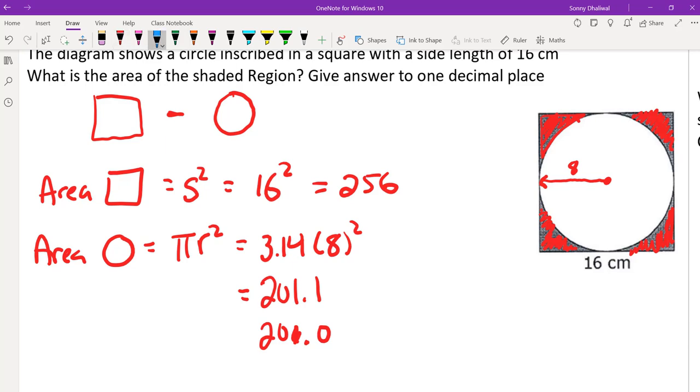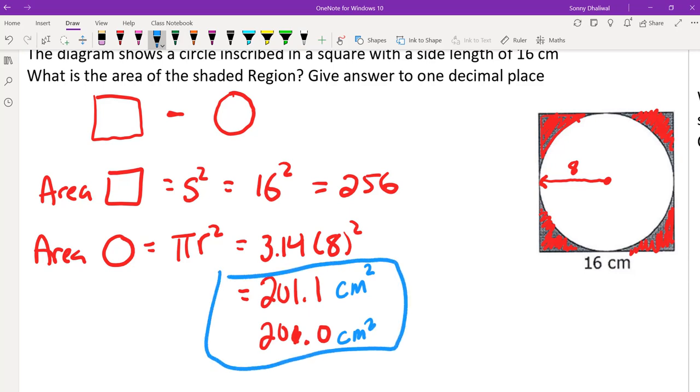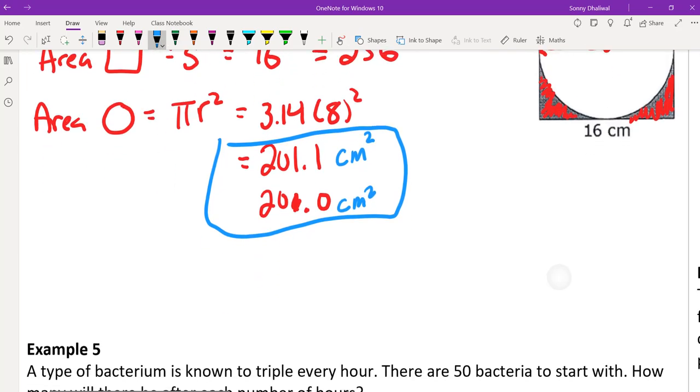And our units, since we're talking about area, is our unit with a square. So our unit is centimeters squared. So either one of those answers, I would accept. Right? So when you're doing this, a common thing that students will do, instead of going pi times 64, they'll do pi times 16. That's why I just wanted to make sure you're doing it correctly.